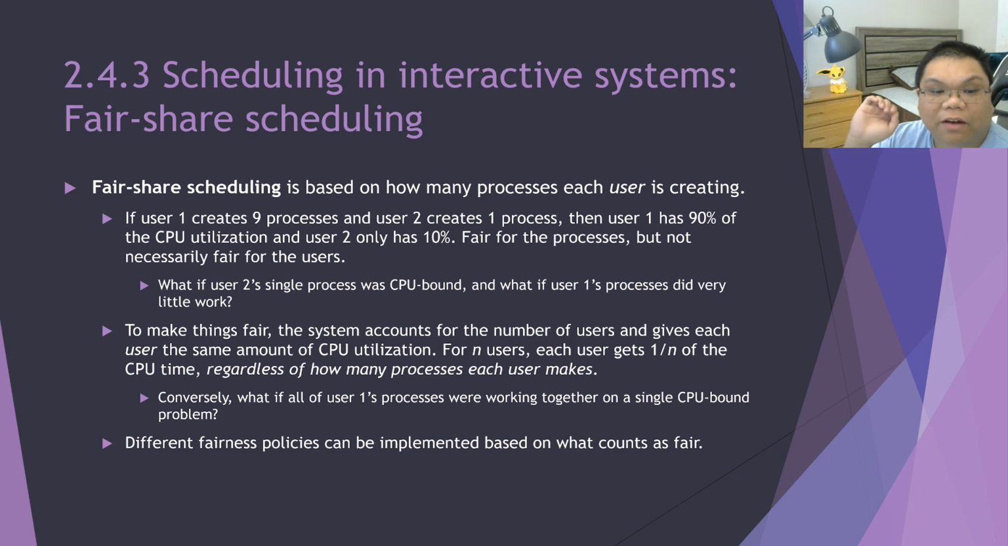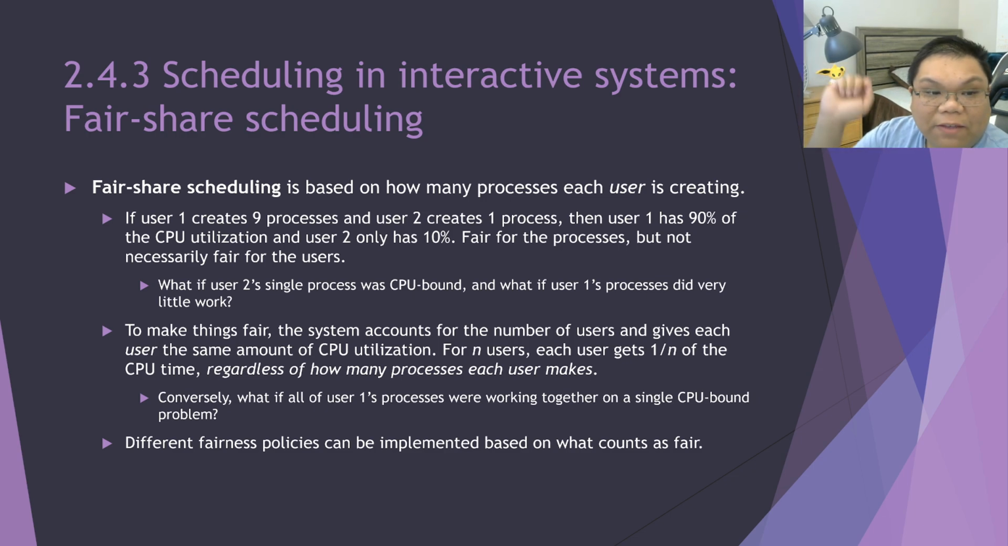To make things fair, the system accounts for the number of users and gives each user the same amount of CPU utilization. For n users, each user gets 1 over n of the CPU time, regardless of how many processes each user makes. However, this can introduce the reverse problem. What if all of user 1's processes were all CPU bound and they were all working together to solve one problem? Then that wouldn't be fair to user 1.